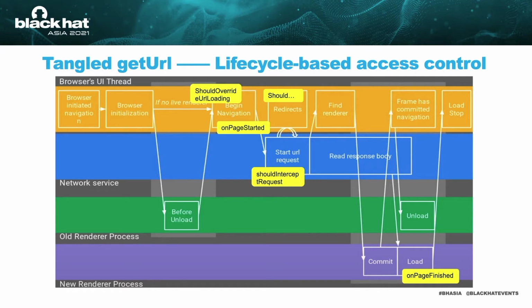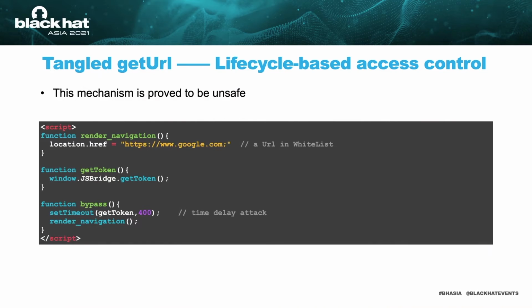In the diagram, you can see where and when they are invoked. Either shouldOverrideUrlLoading or onPageStarted is invoked before the old renderer page is unloaded. And as long as there is a new navigation, the access control URL will be replaced by the new URL. Therefore, an old renderer's JavaScript interface invocation will be treated as from the new one. An attacker can bypass this check easily with a time delay attack. location.href will trigger a navigation and fire the lifecycle callback, thus getting the wrong current URL. With the help of a timeout, the access control will be bypassed.